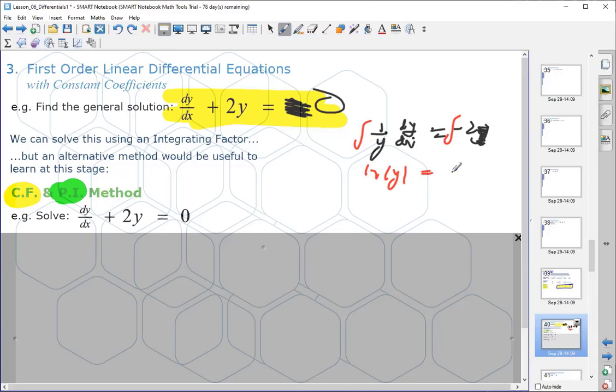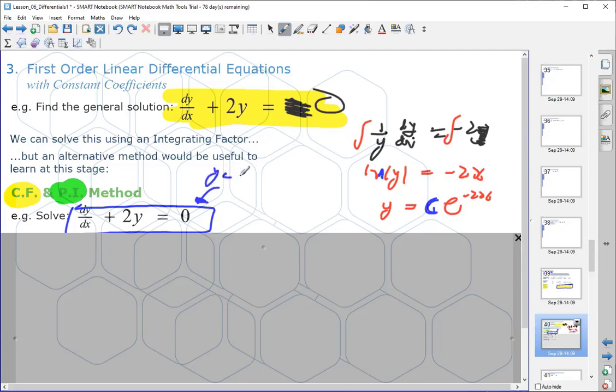Equals minus 2x. And then e to the power of both sides. So y equals e to the minus 2x. Oh, I didn't put in my constant. Let's put in my constant. That's going to give me an A, but then by the time I've divided by 8, I'm going to call it C. So the solution to this differential equation is simply y equals c e to the minus 2x.